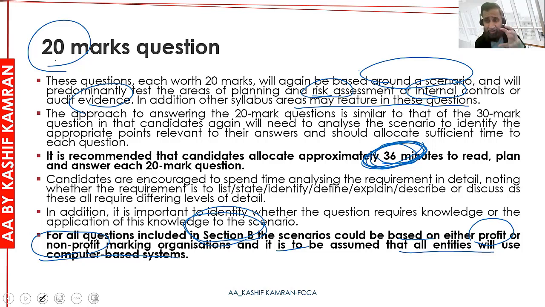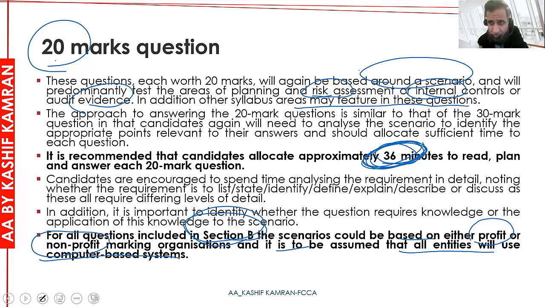It is assumed that every organization given to you in the paper will be using computers. Is that clear? Is that what the examiner is telling you? So it is assumed that all entities given to you in the exam paper will be using computers. So if you're writing a certain computer-based procedure or a certain computer-based answer, that's perfectly fine, because it is assumed that the organizations given in the case study are using computers.